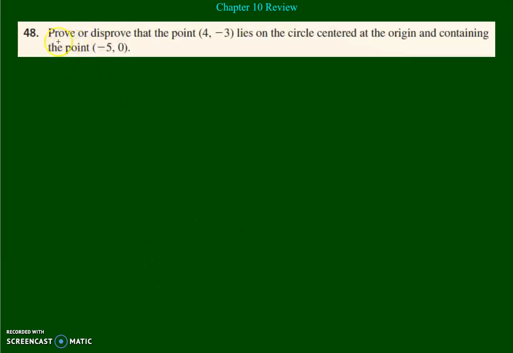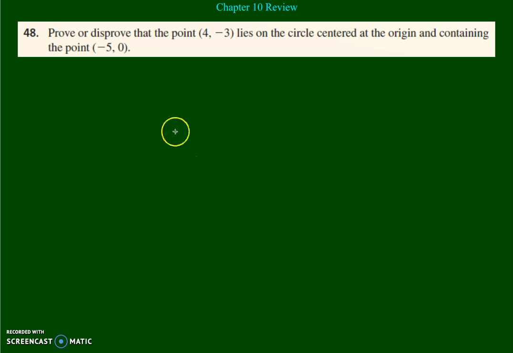This problem is asking us to prove or disprove that the point 4, negative 3 lies on the circle centered at the origin 0, 0 and contains the point negative 5, 0. What this is really asking us to do is to find the equation of the circle centered at the origin with this point on it and show that this point satisfies that equation. So we will find the equation of the circle, substitute in this for our x and this for our y, and see if the equation works.